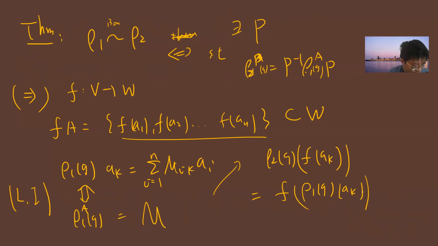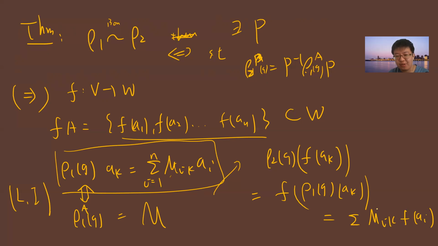So this is just the summation Σ m_ik f(a_i), easy to check, right? Because f is linear, so this is i from 1 to n. Okay, so you're just proving that you just change your basis, right?